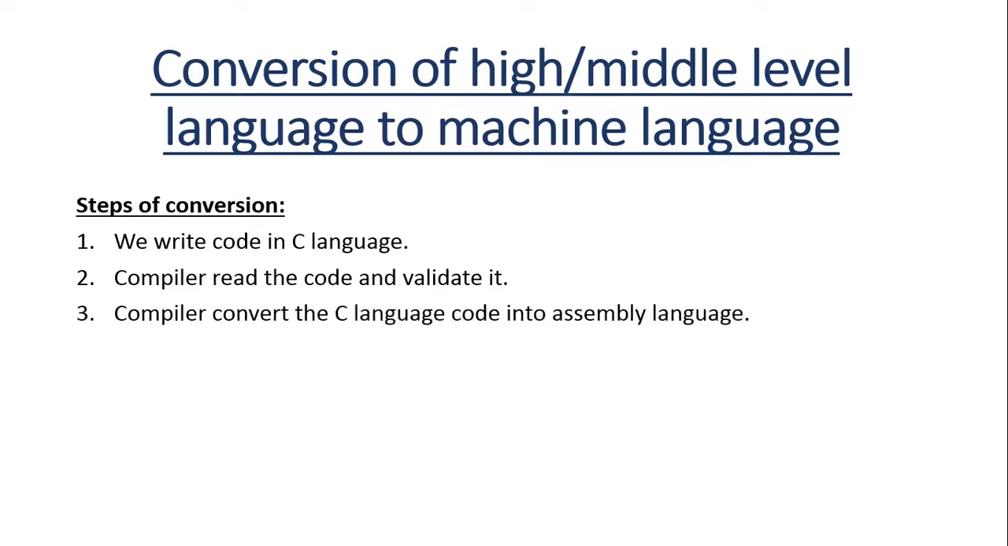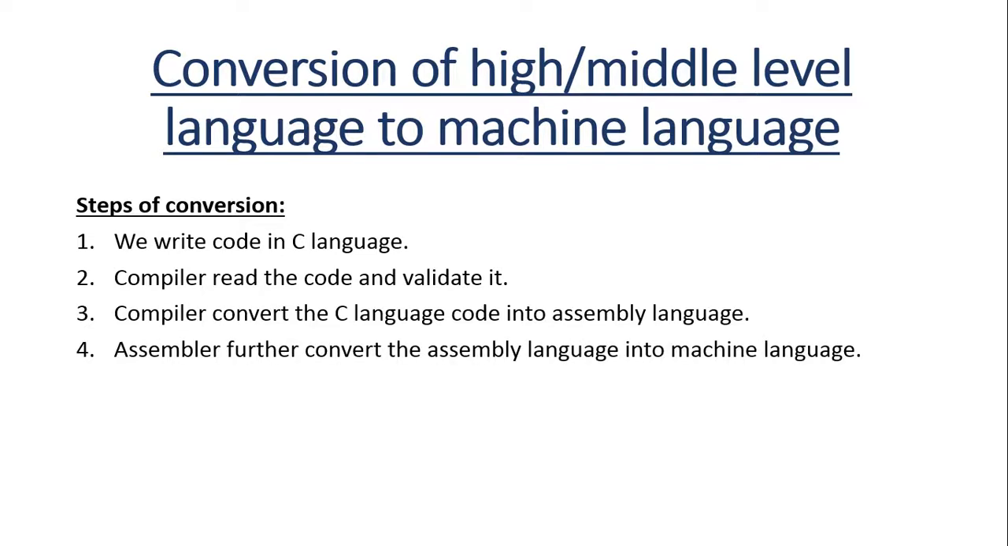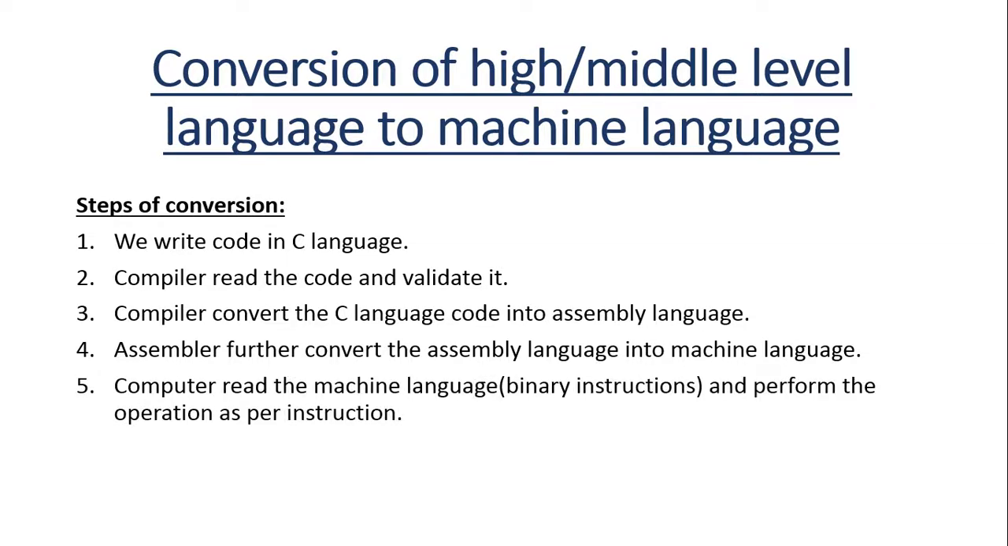After validating, the compiler converts the C language code into assembly language. Then the assembler comes into the picture and converts that assembly language into machine language. This is how the conversion is made. After the conversion is made, the computer reads the machine language, meaning the binary instructions, and does the operation as per the instructions defined in the binary instructions.